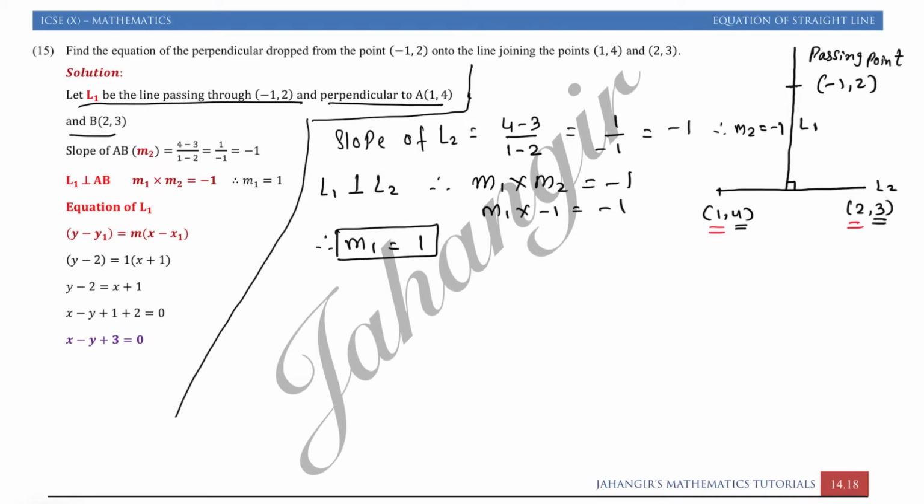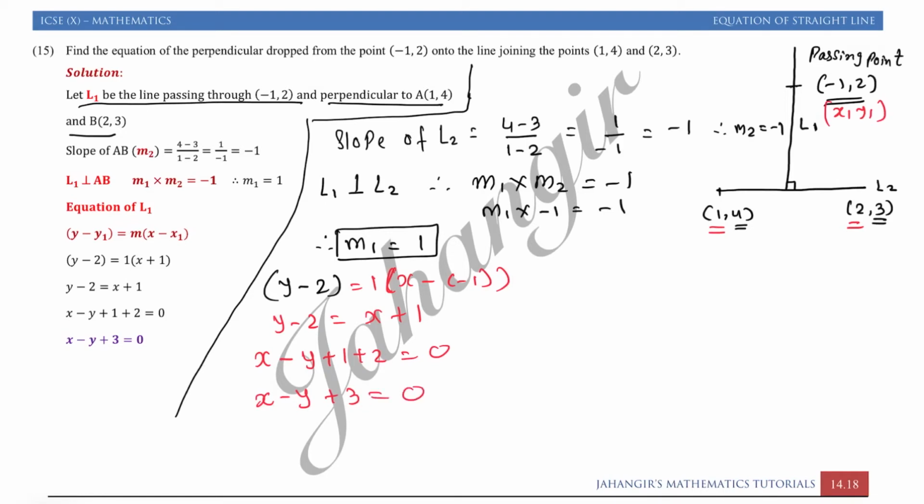Now since L1 is passing through minus 1, 2, we can write y minus y1. This can be written as x1, y1. So you can write x1 as minus 1 and y1 as 2, is equal to 1 into x minus of minus 1. So y minus 2 is equal to x plus 1. Keeping x positive, all terms should be brought on the right side. x minus y plus 1 plus 2 is equal to 0. So x minus y plus 3 is equal to 0. This is our final equation of L1.